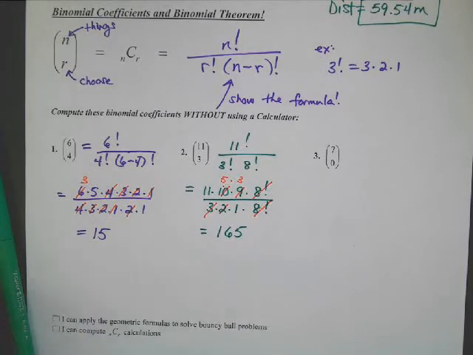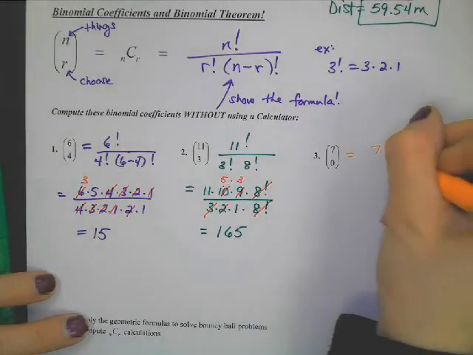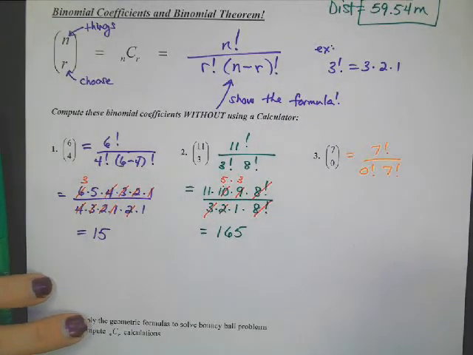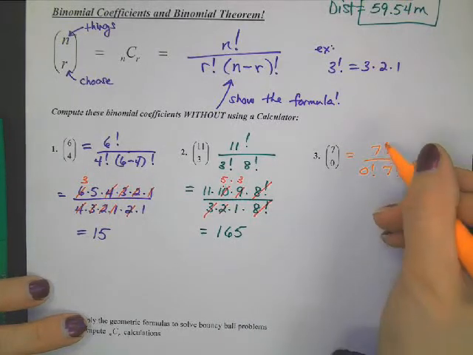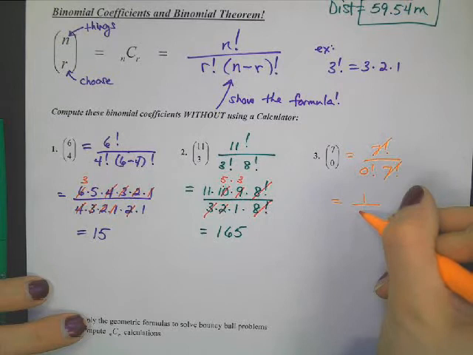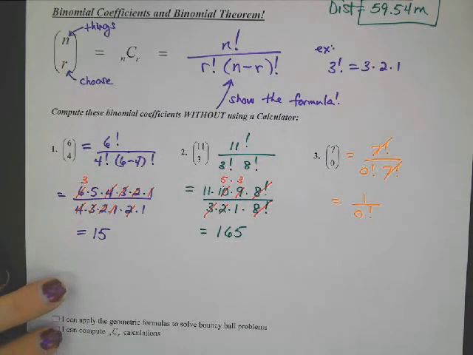Okay, 7 choose 0. There's 7 factorial, 0 factorial, and 7 factorial. Now I can tell right away that the 7s are going to cancel. And so I've got 1 over 0 factorial. The question is, what is 0 factorial?